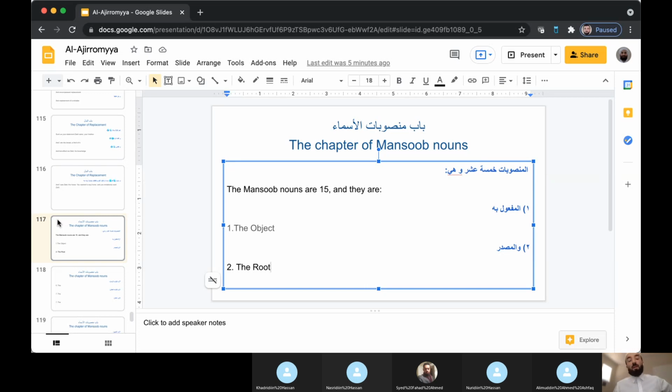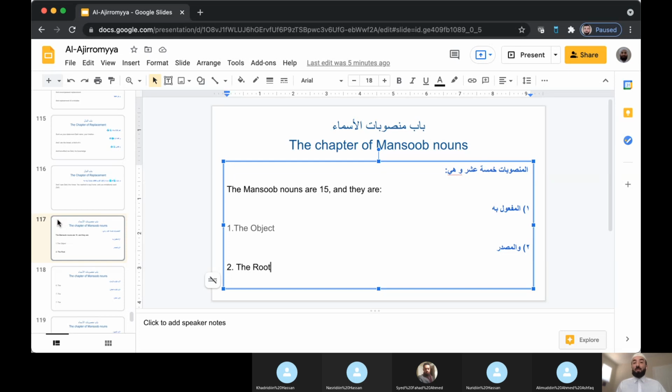Why? The subject of the sentence, as we already mentioned, is the doer, in a verbal sentence, meaning a sentence that has a verb. The subject is the doer. For example, John saw a horse, or Zaid saw a horse. Zaid here and John, they are subjects because they're the doers. They're seeing.